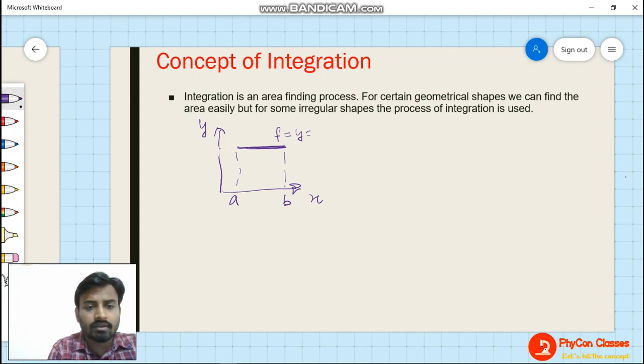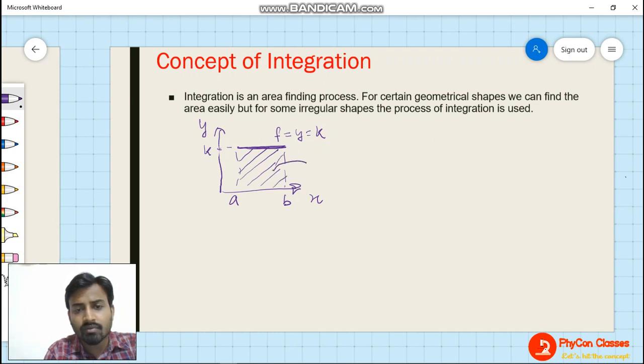Okay. So now you can write. Let's suppose this is y is equal to k, any constant, okay? Now if I tell you to find out the area of this hatched portion, what will be the area?